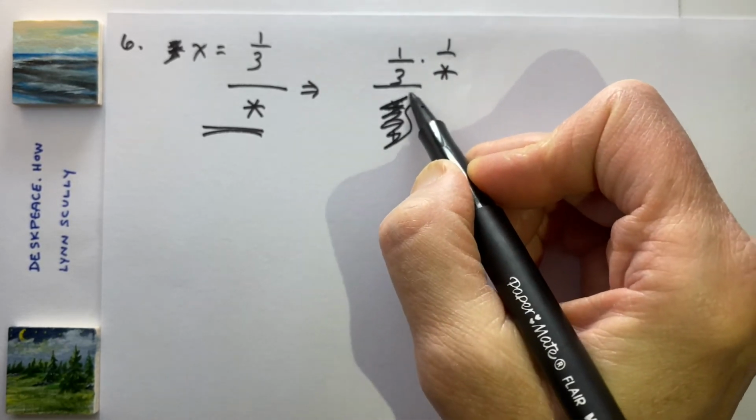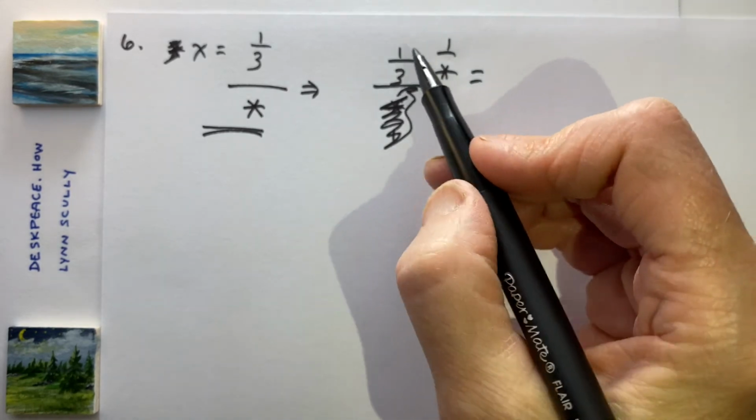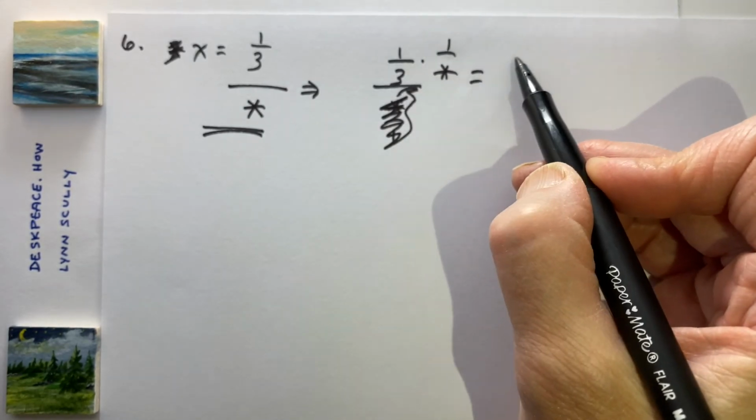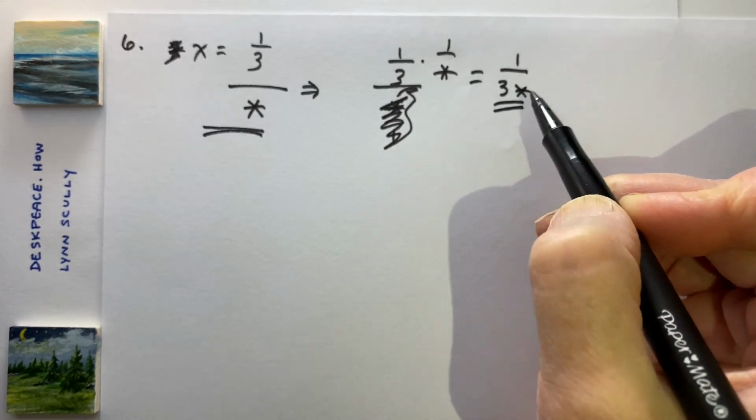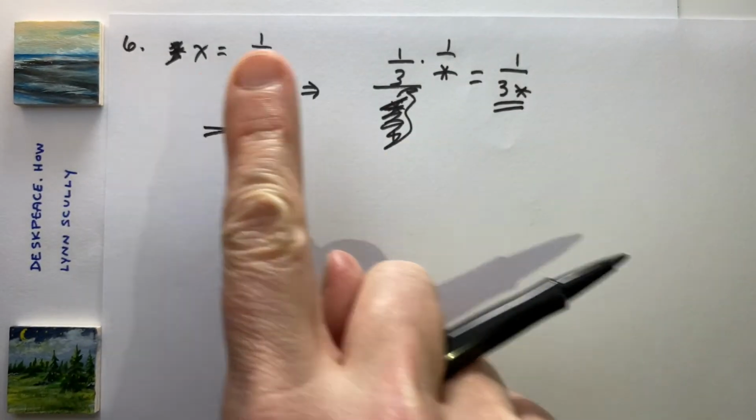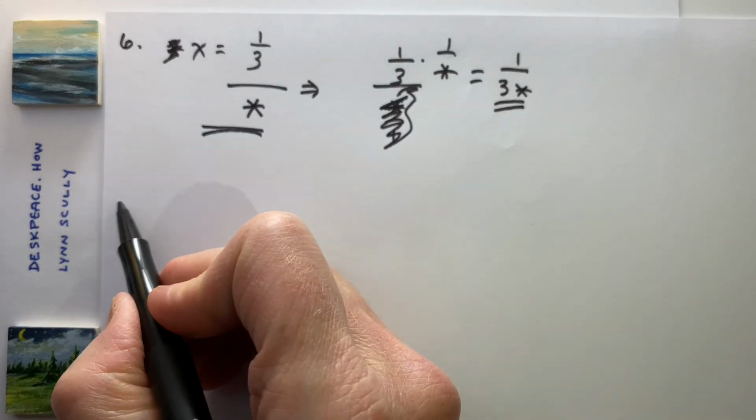That undoes the division. Now, to multiply fractions, you multiply the tops. 1 times 1 is 1. 3 times snowflake is 3 snowflake. I have solved for x in terms of snowflake.